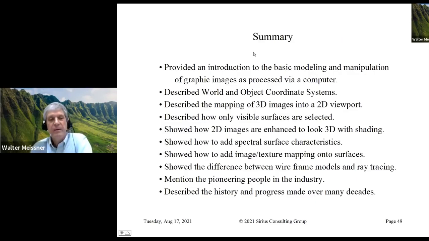Okay, so in summary, we had an introduction to the basic modeling and manipulation of graphic images as processed via computer. We described the world and object coordinate systems, the mapping of 3D images to a 2D viewport, and how only visible surfaces are selected. We showed how 2D images can be enhanced with 3D modeling and shading, and how to add spectral surface characteristics and image texture mapping onto surfaces. We showed the difference between wireframe models and ray tracing, and mentioned the pioneering people in industry, and described the history and progress made over many decades.